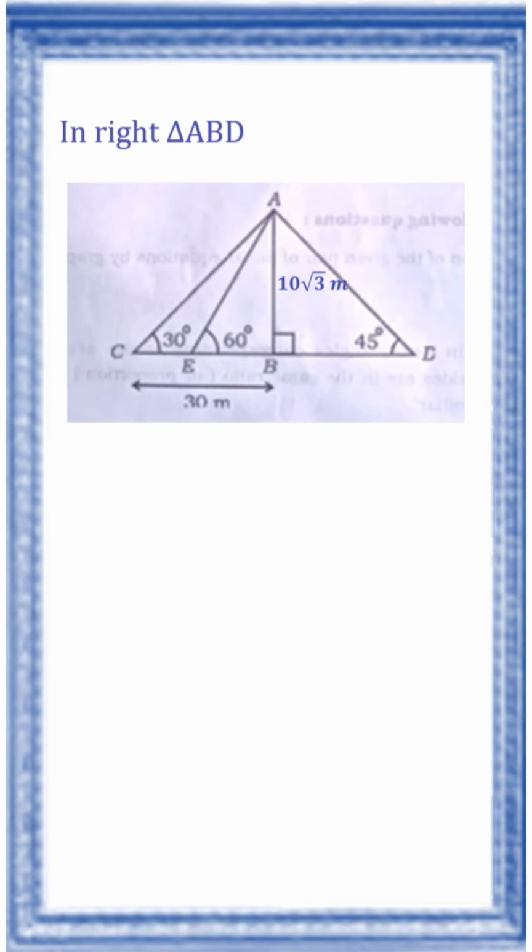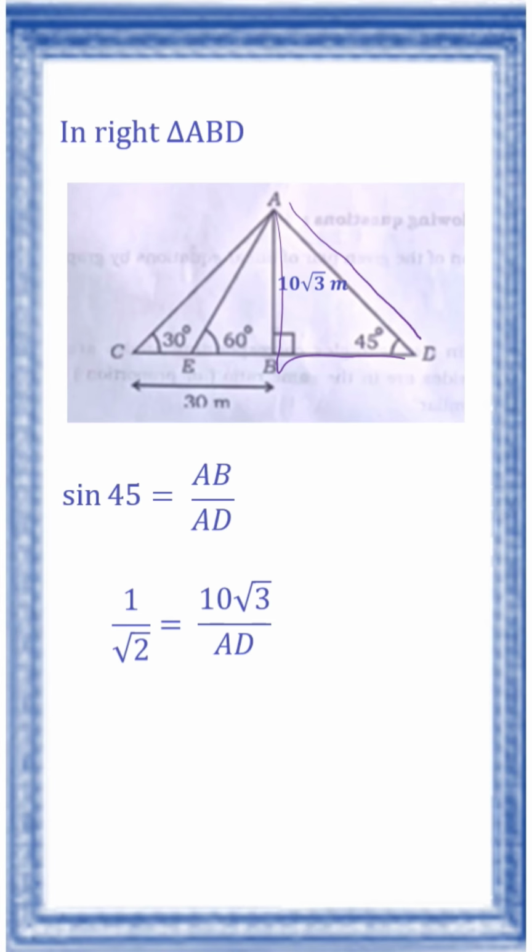Now let us find AD. It belongs to the right angle triangle ABD. So sin 45 is opposite side, here AB, hypotenuse is AD, AB by AD. So sin 45 value is 1 by root 2, AB is 10 root 3, AD we have to find out. So cross multiply. AD is equal to 10 root 3 into root 2, that is equal to 10 root 6 meter.